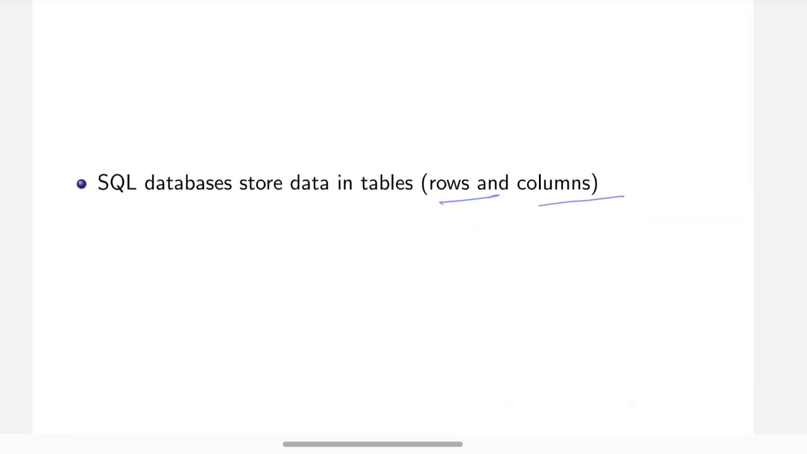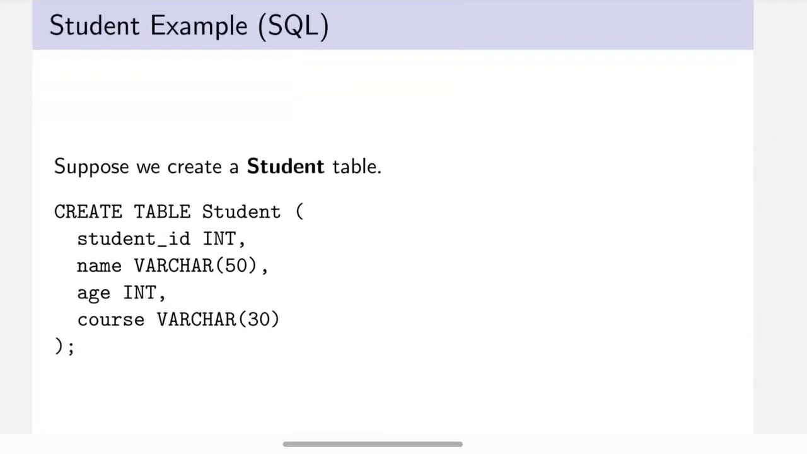If you look into the example that I have provided here, here is a SQL example. We create a table called student. In that we are creating student ID, name, age, course. These are nothing but the schema. So the table schema is fixed. These are the things I want.